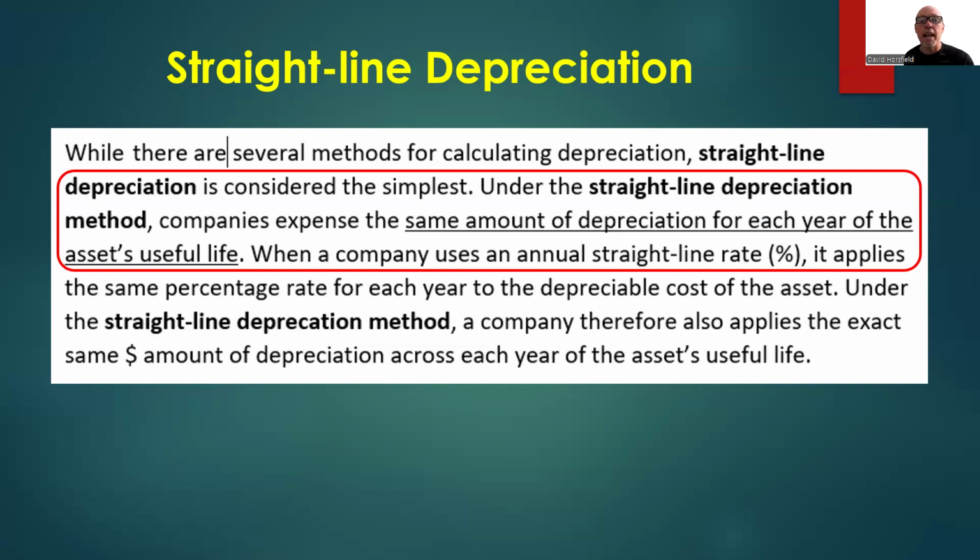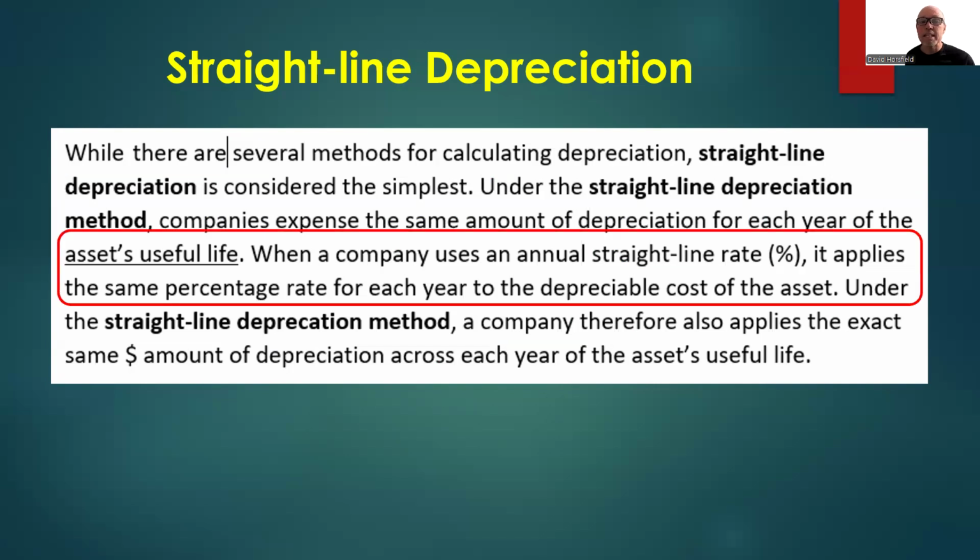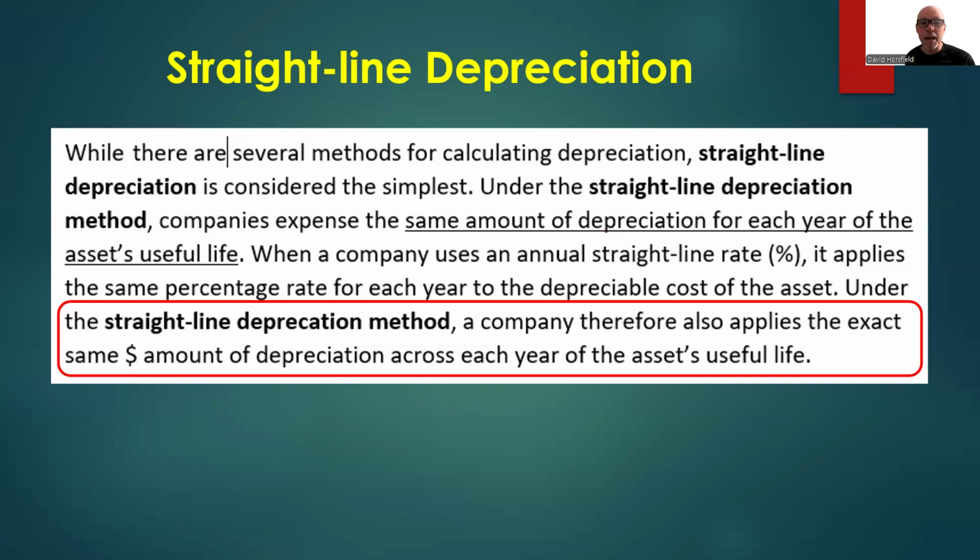When a company uses an annual straight line rate percentage, it applies the same percentage rate for each year to the depreciable cost of the asset. Under the straight line depreciation method, a company therefore also applies the exact same dollar amount of depreciation across each year of an asset's useful life. Oh my gosh, is there a lot going on here? Absolutely there is. We're going to have to pause, we're going to stop, we're going to slow down, we're going to rewind. There's a lot to unpack, right? You're going to have to work hard at this depreciation unit.